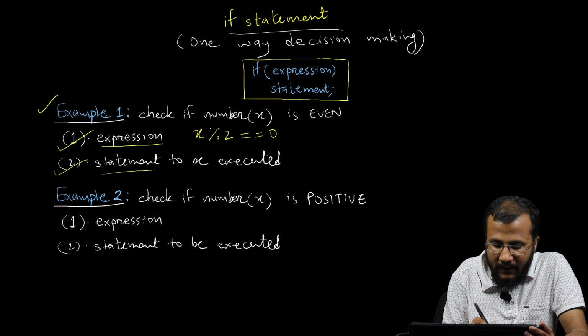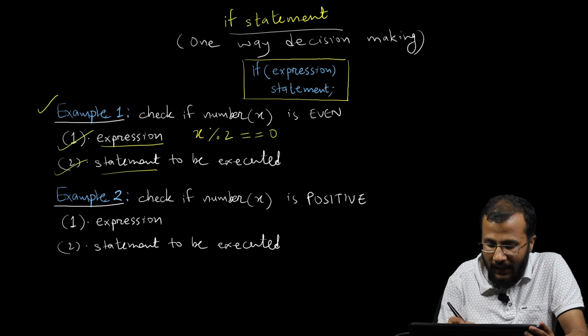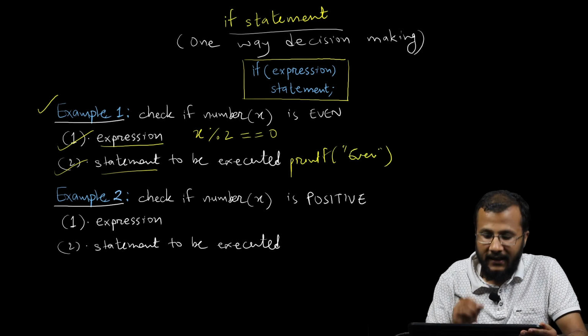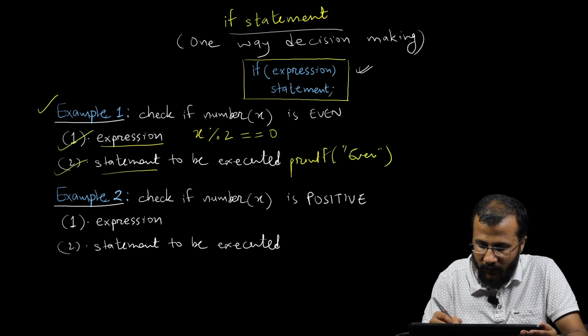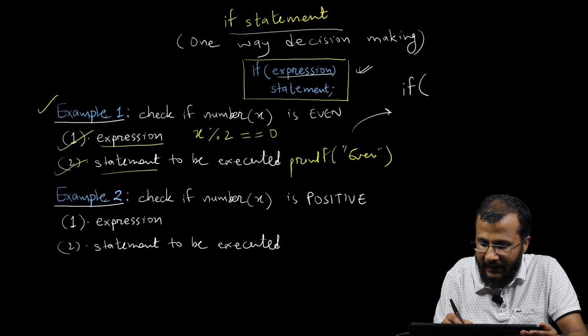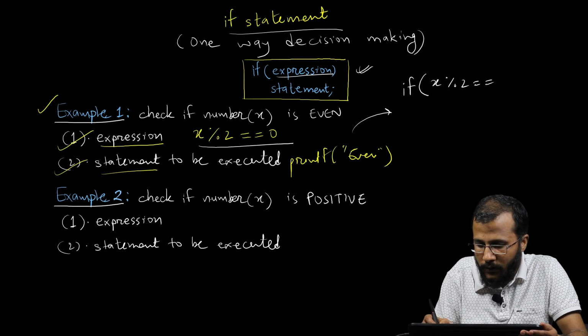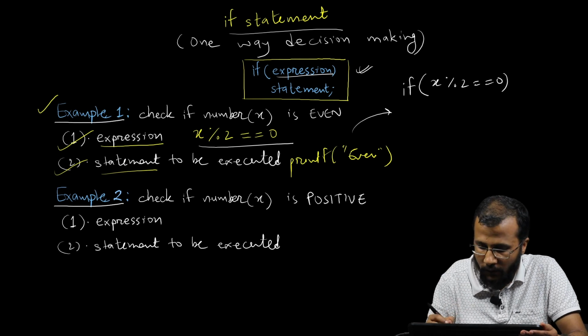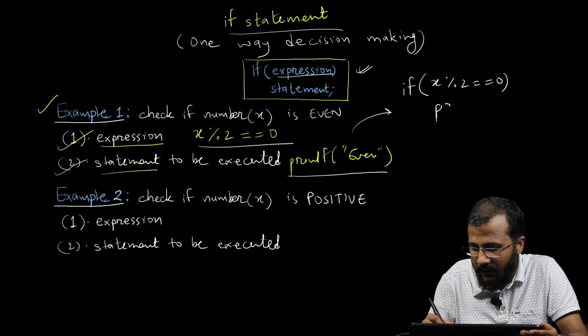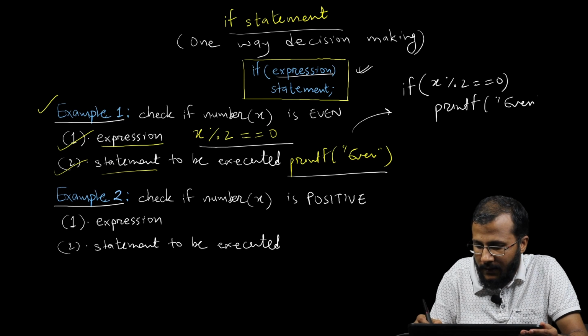And what would be my statement? If the expression is true, I'll have to print that the number is even. So I'll just write printf even. Let us write down the code for this using the syntax given here. As per the syntax, first I have to use the keyword if and open the parenthesis. Here I need to provide the expression. Expression is nothing but x mod 2 equals 0, assuming that x is already declared before. This is the condition. And what is my statement? The statement is printf even. So I'll give the statement here. This is how you write it down.